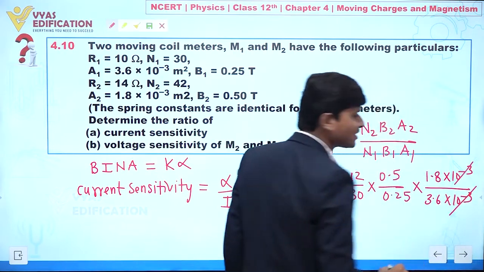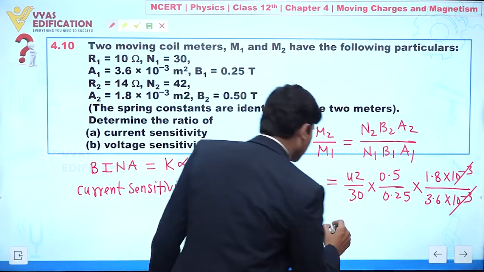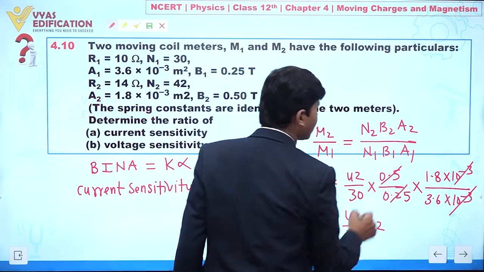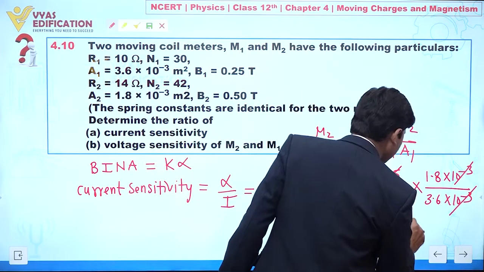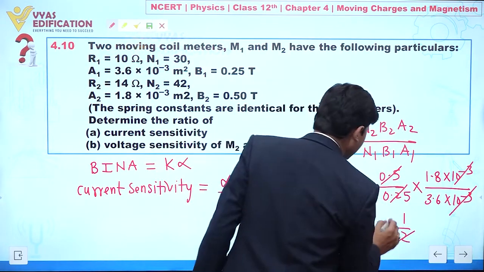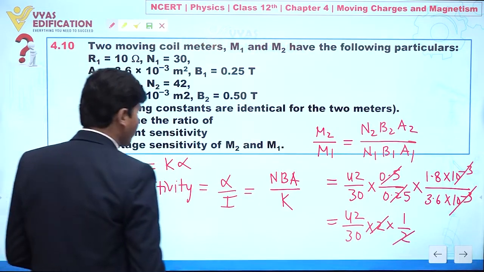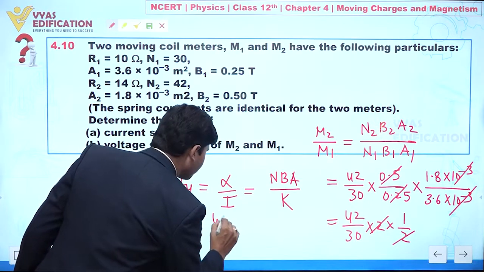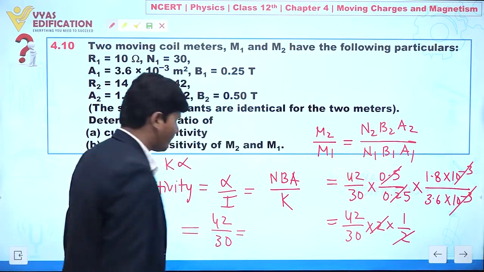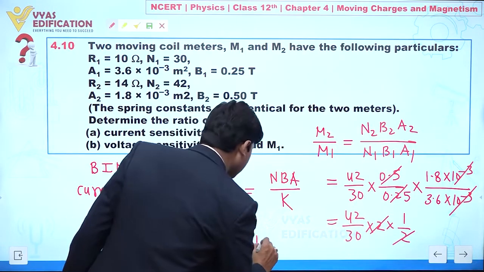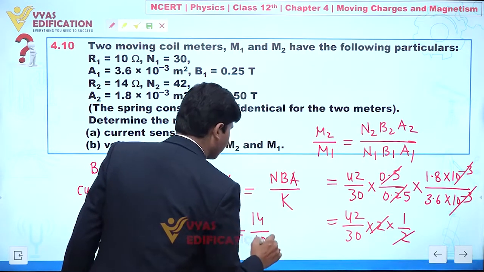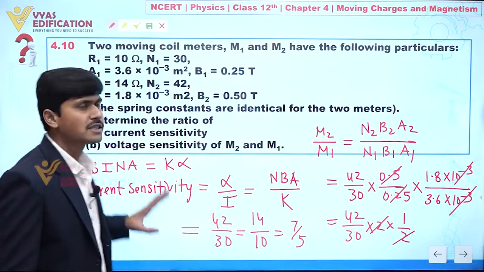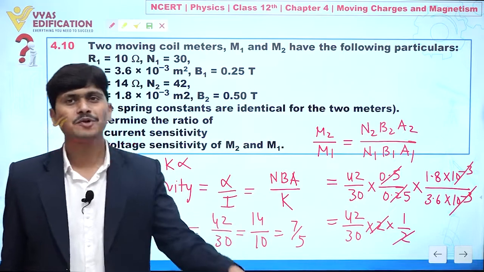The powers of ten cancel out. From here we get 42 by 30 multiplied by 2, and 1 by 2 from the area ratio; these also cancel out. So the current sensitivity ratio is 42 by 30. If we cut by 6, we get 7 by 5. This is the ratio of current sensitivity for galvanometer M2 and M1.